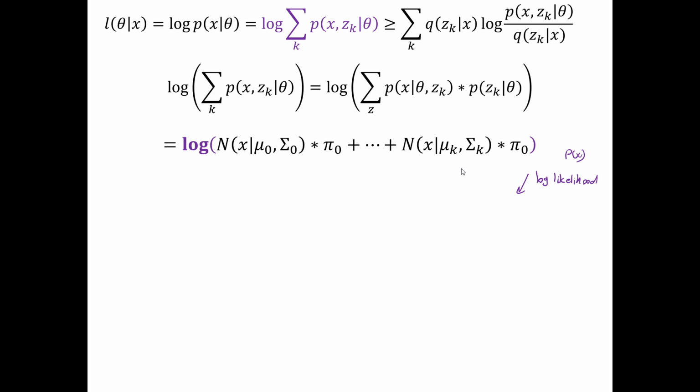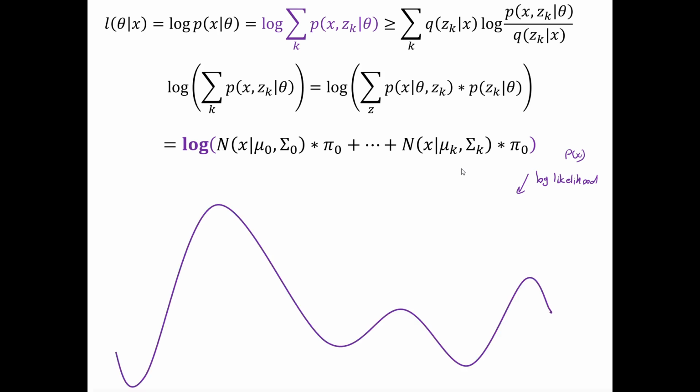Because is it going to be even a PDF? Gaussian 1 plus Gaussian 2 plus Gaussian 3. The area under the curve is not going to be equal to 1. It's not going to be even a PDF. And log of a crazy function becomes crazy itself. Okay, so we're going to have this crazy function which looks like this.